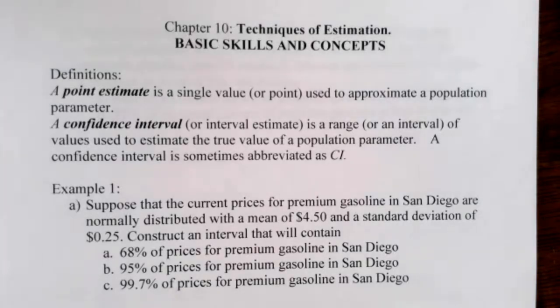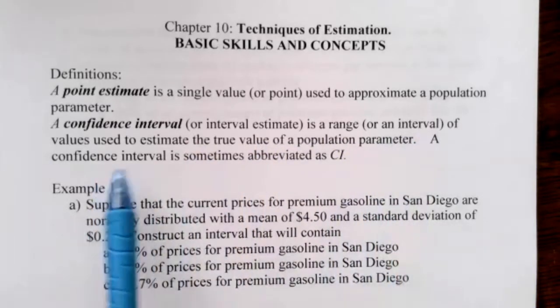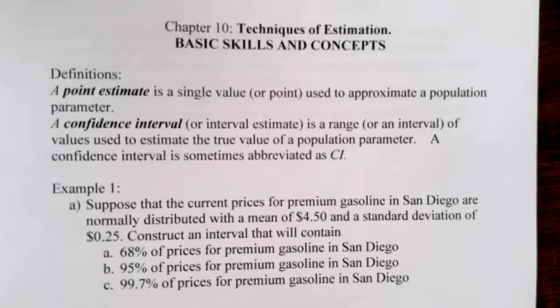So then another option for us would be, instead of giving her a specific price, we could give her a certain interval. Let's say, I would say the average price is between $5 and $5.50, for example. That would be an example of an interval estimate. So an interval estimate is a range or interval of values used to estimate a true value of a population parameter. Okay, now this is just an interval estimate. This is not a confidence interval yet.